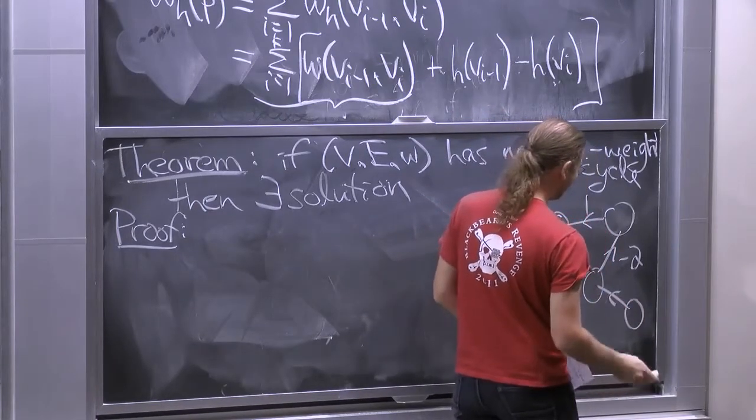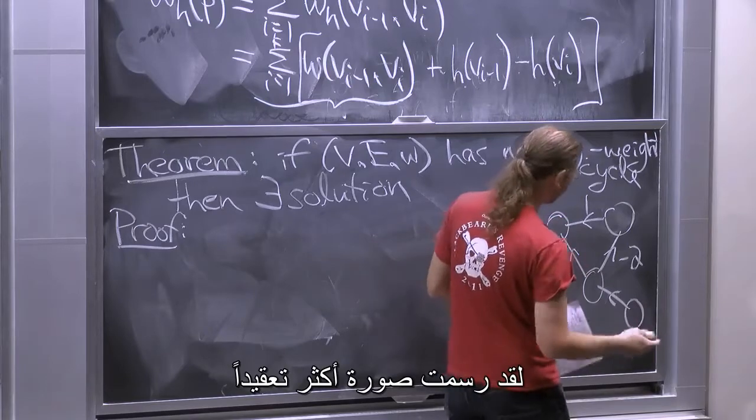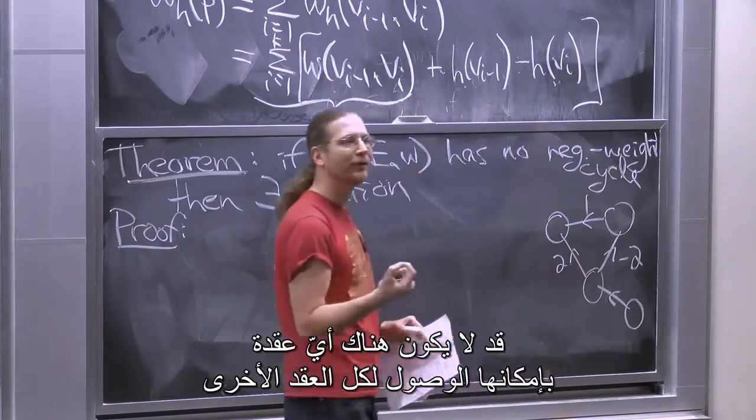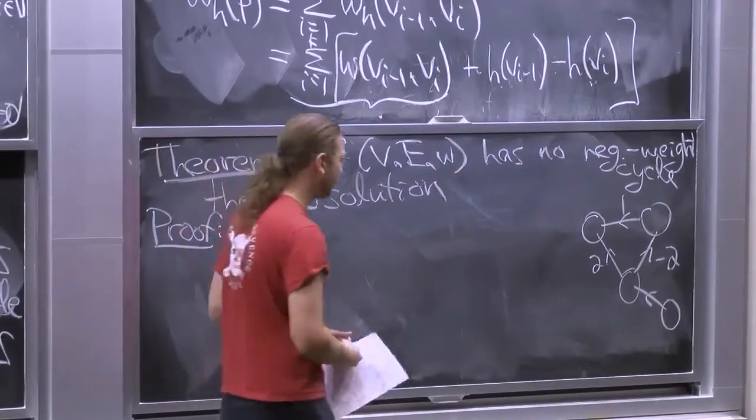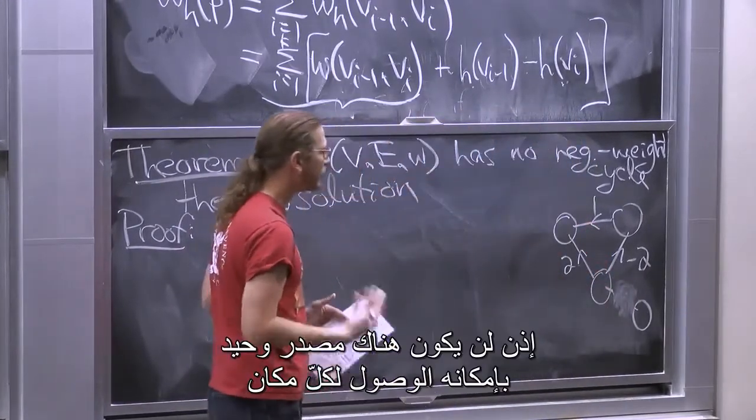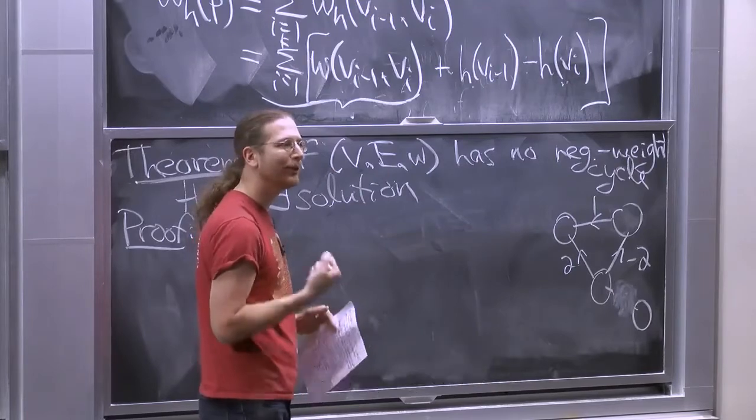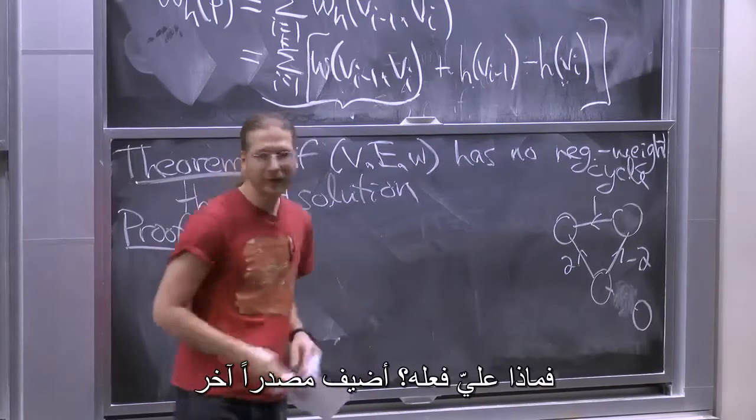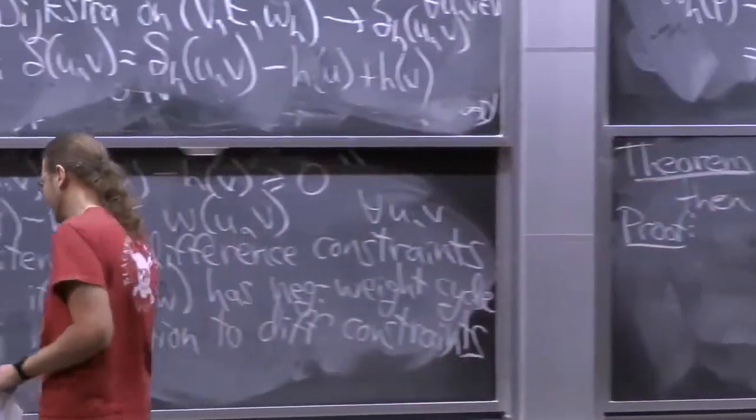I draw a more complicated picture. It could be there's no one vertex that can reach all the others. Right? For example, maybe the graph is disconnected. That's a good example. So there's no single source that can reach everywhere. I really want to reach everywhere. So what am I going to do? Add a new source.